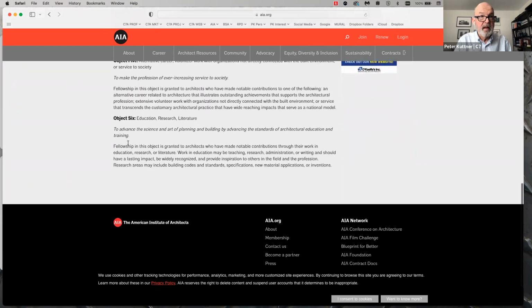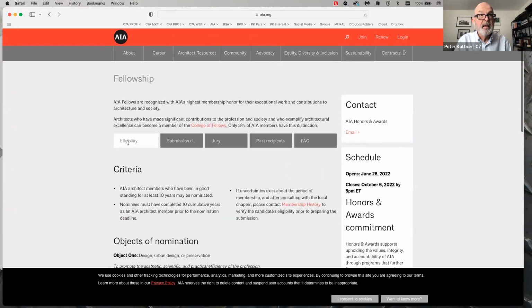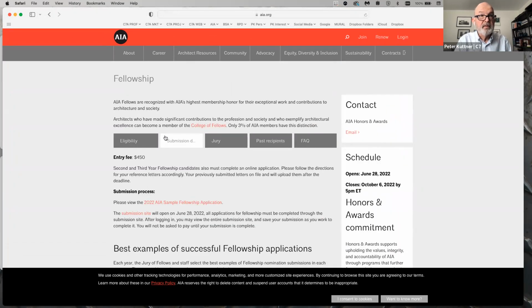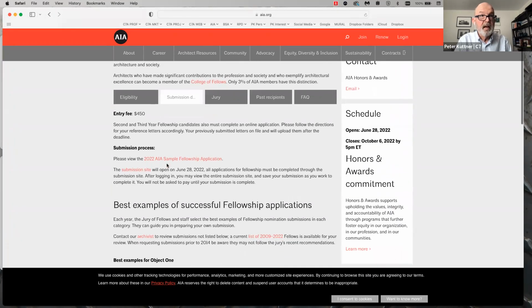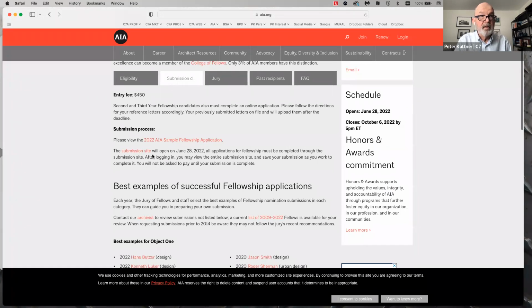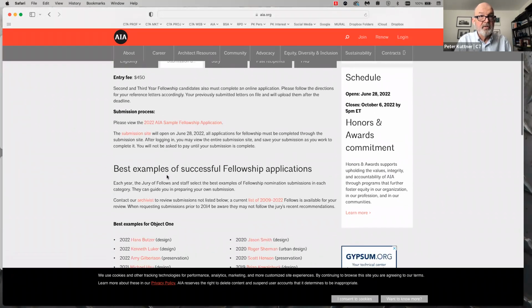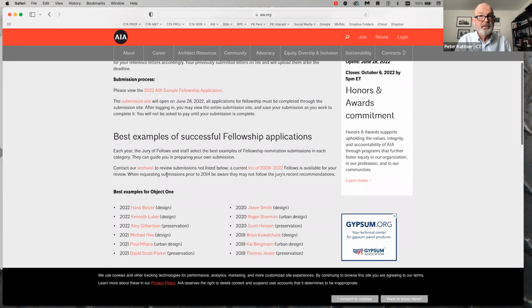So you can see the different objects. And then there's the submission details, fee. You can look at this application. You can go to the submission site. These have links to it. You can actually look at more submissions, if you know them, than are here by contacting their archivist.